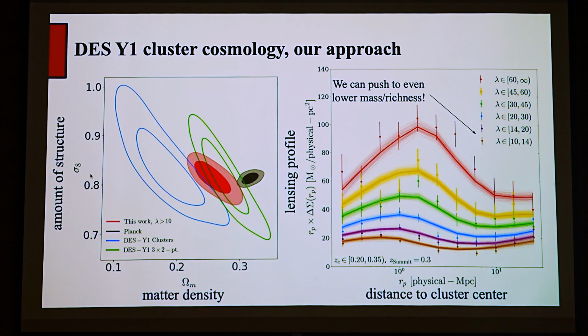And the last aspect of this is that we also are pushing down to lower richness. So I think it was mentioned in the talk earlier this week that in the original Y1 cluster analysis, you could bring the blue contour into rough agreement with Planck and 3x2 by throwing out the richness 20 to 30 clusters. So by doing that, you are removing the plurality of your data. We are able to, with this forward modeling methodology, go down not only to richness 20 and 30, but all the way down to richness 10 and 14. So this is another part of where we are getting such improved constraints from.